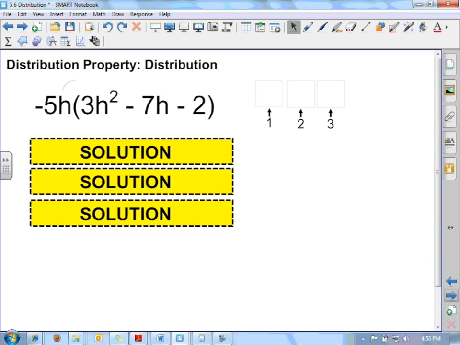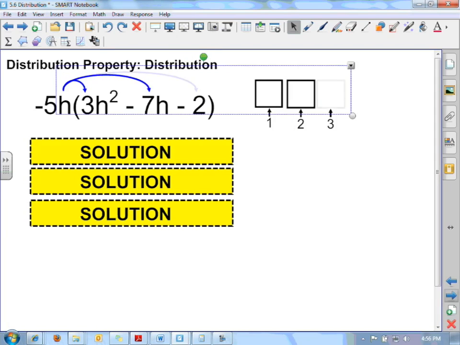It's the distribution property again. So, well, what do we do now? In this case, we have 3 terms in our bracket part of the expression. So we have to multiply the -5h with the 3h squared, -5h with the -7h, -5h with the -2. So we're going to multiply that term, the -5h, with those 3 terms inside the bracket.